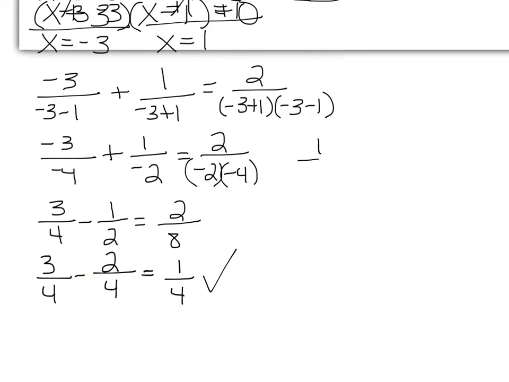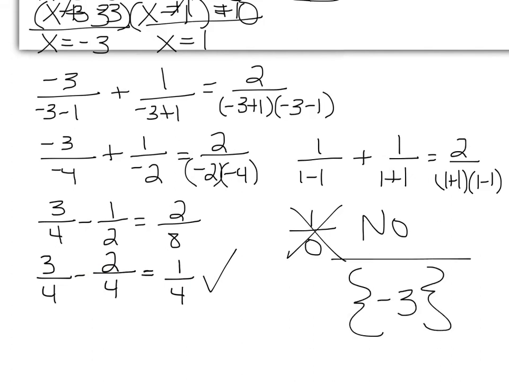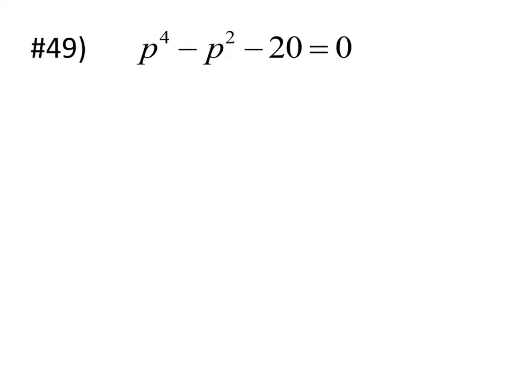So we're going to do 1 over 1 minus 1 plus 1 over 1 plus 1 is equal to 2 over 1 plus 1 times 1 minus 1. All right, so when we simplify this, we get 1 over 0. Wait a minute, you can't have 1 over 0, that's undefined. So obviously this one doesn't work. So your answer is just negative 3. Again, if you hadn't checked your work.